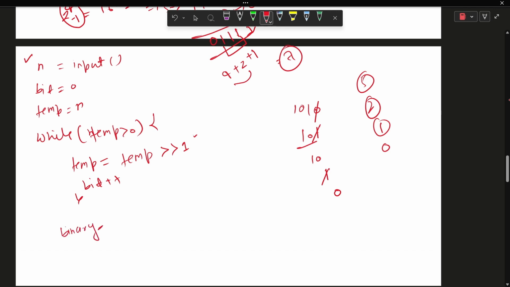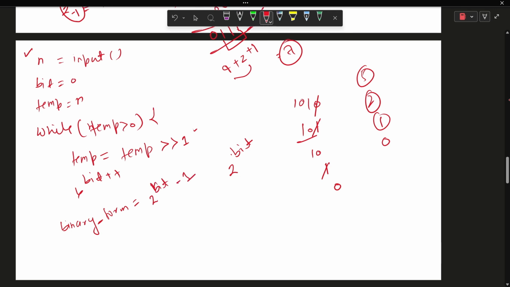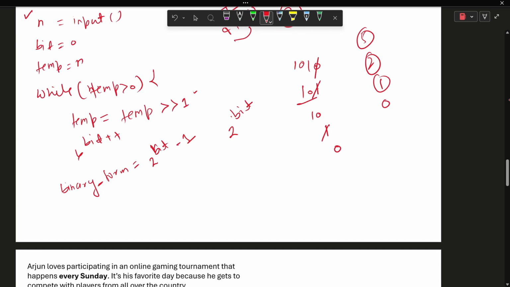binary form. We can take any name for that number. I'm just taking a casual name, binary form, and we have to do 2 to the power number of bits, minus 1. Okay, we have to do 2 to the power number of bits minus 1.